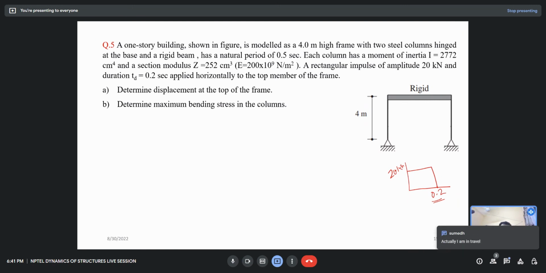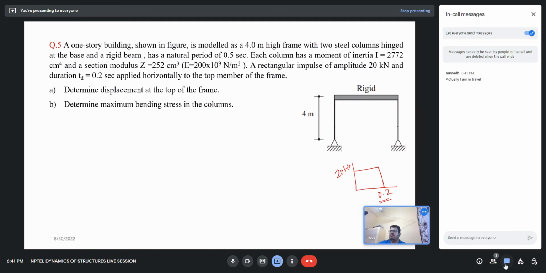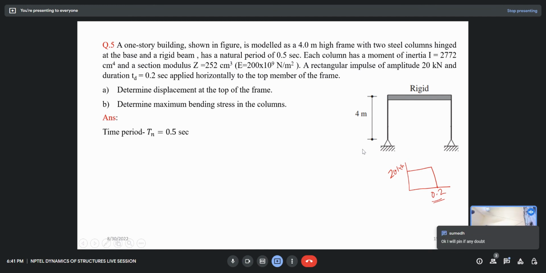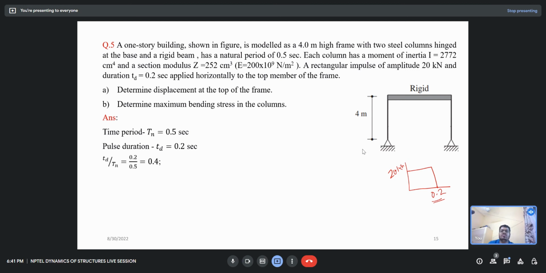Okay. So first, the time period is given to me as 0.5 second. So I have to calculate TD by TN. If you are in travel, okay, I will discuss the things. If there are any doubts, you can text me. So the time period is 0.5 second and the pulse duration is 0.2 second. So TD by TN is 0.2 divided by 0.5, which is equal to 0.4.